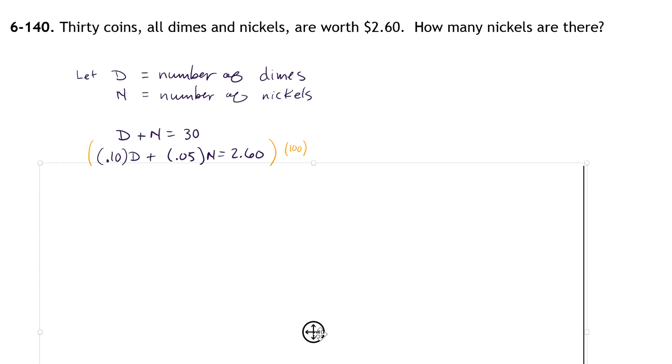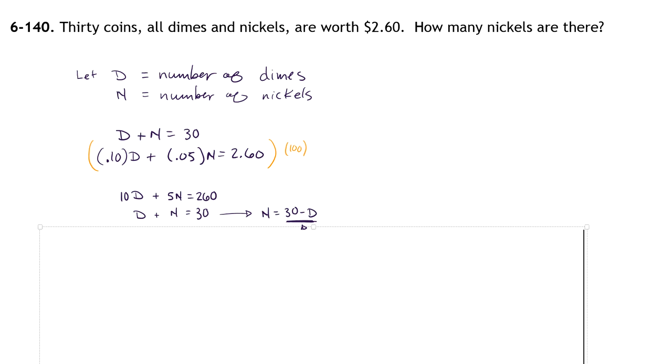And the other equation that I have is, each dime is worth 10 cents and each nickel is worth 5 cents. So you can see I've gotten 0.1D plus 0.05N is $2.60. And for convenience, I chose to multiply through by 100 to eliminate all the decimals. When I do that, this equation becomes 10D plus 5N equals 260. And then I rewrite that original equation, D plus N is 30.